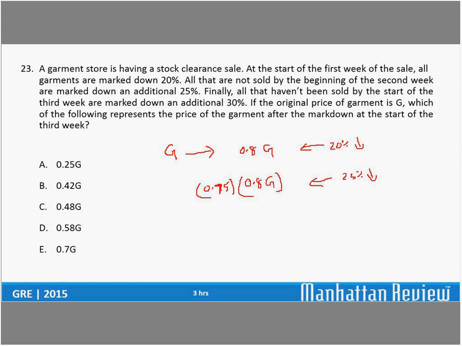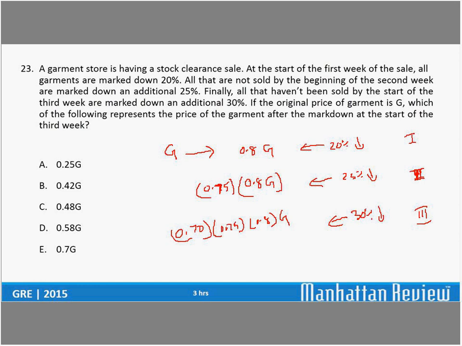All that haven't been sold by the start of the third week are marked down an additional 30%. On this value, again 30% is down. This was the second week; in the third week, again 30% is down. So what should you do again? Again 30% means you'll be left with 70%. Yes, that's right. So 0.7 into 0.75 into 0.8. So what's the final value that you're left with?